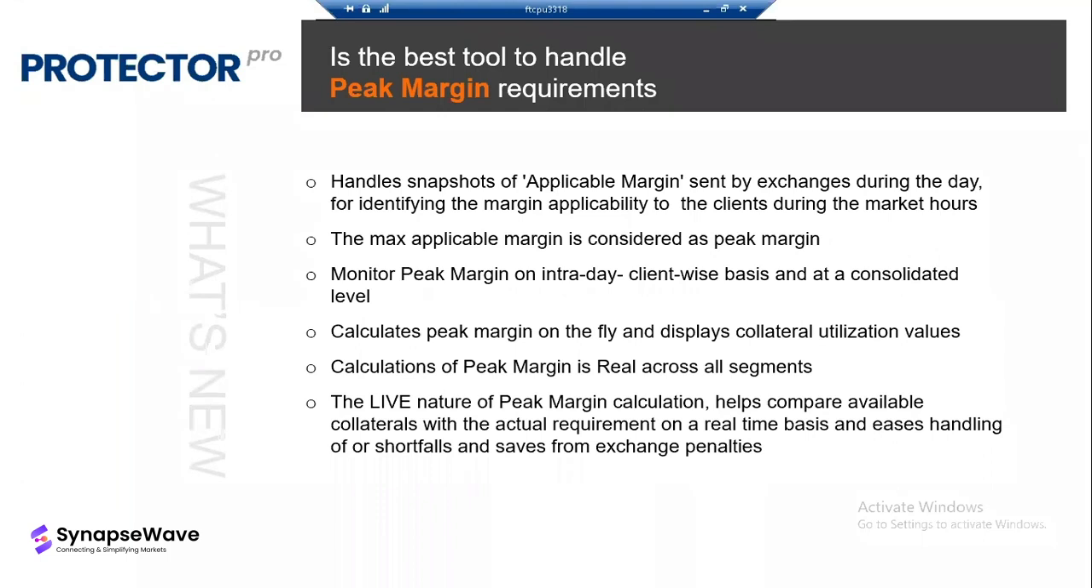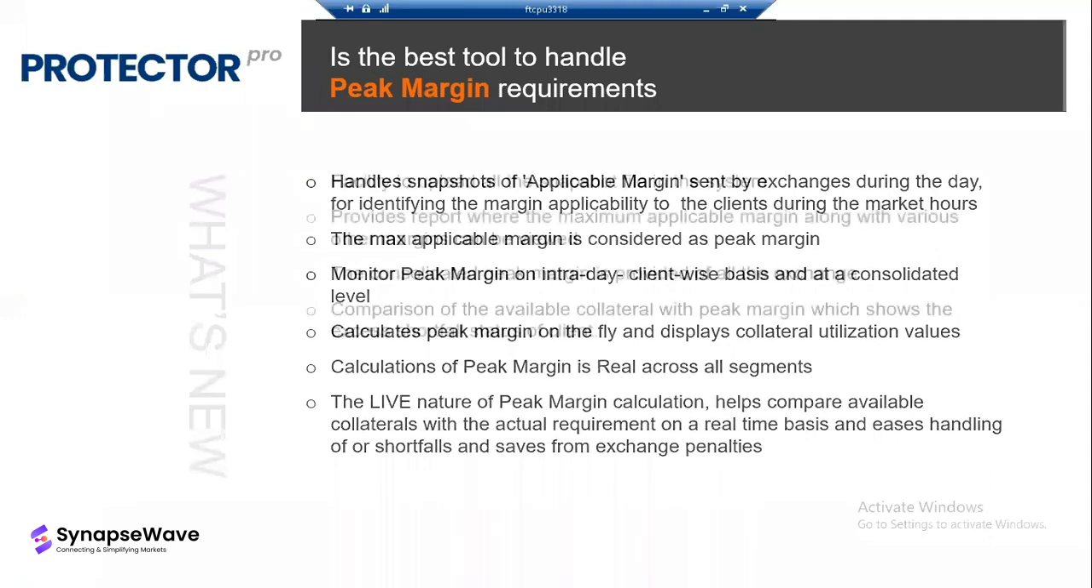The live nature of peak margin calculation helps compare available collateral. As I said, the collateral and controlling in the system is on the consolidated basis, the family basis, even the individual basis, including all the exchanges, and also looking at the segregated exchange wise view. Everything has been considered along with the collaterals and shortfalls. What is the percentage you utilize, and how much additional position you can take if you have any additional collaterals or margins with us.